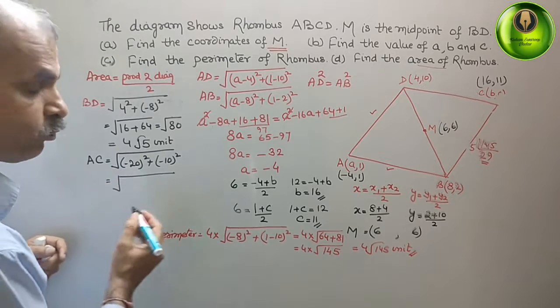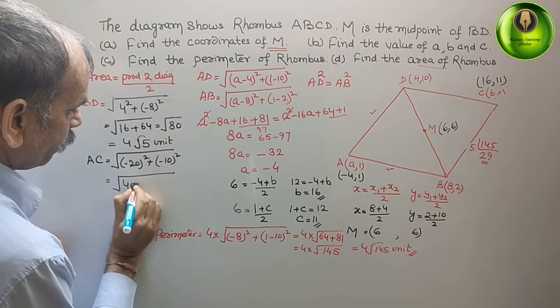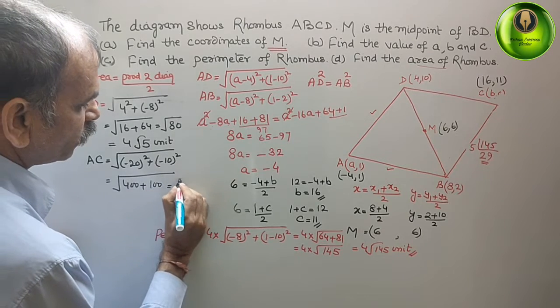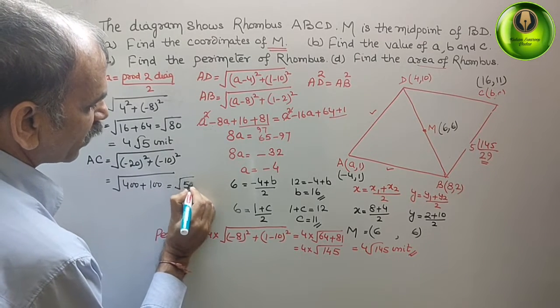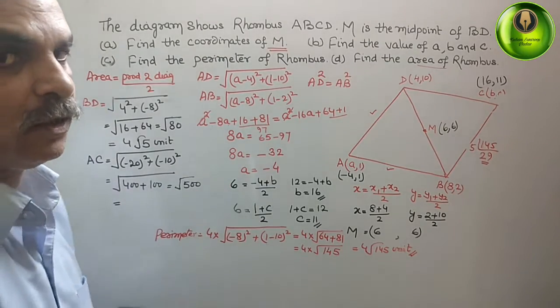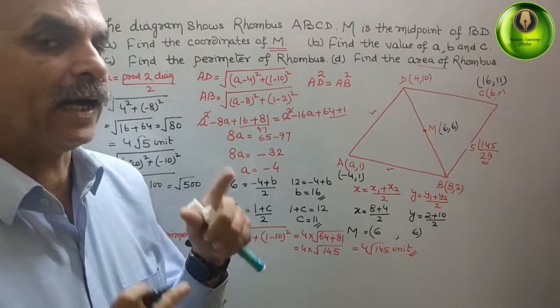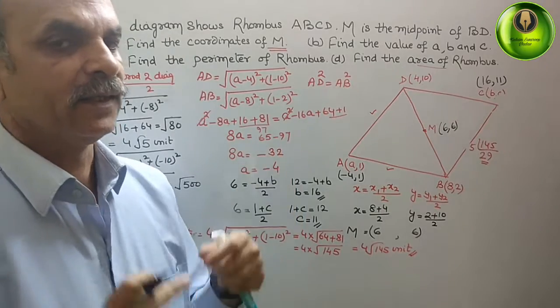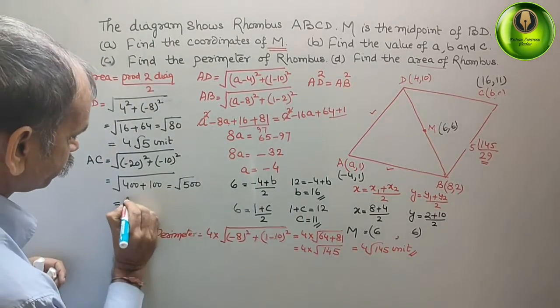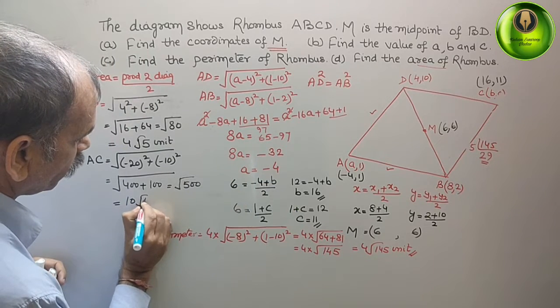So how much is it? Minus 20 square is 400, plus minus 10 square is 100. That is equal to root over 500. This is equal to, we can say, 5 into 100. 100 is the perfect square of 10. Therefore, we will get 10 root 5 unit.